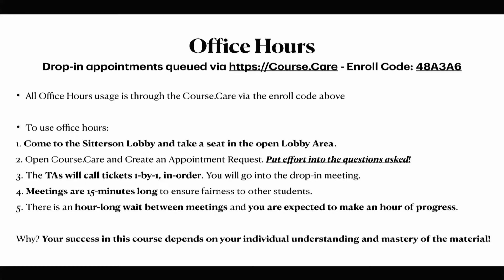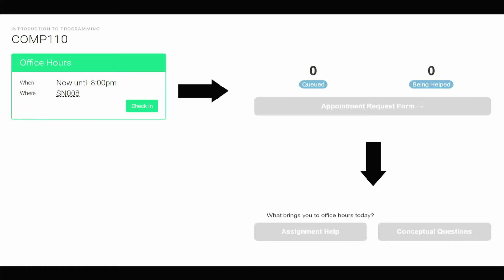The way it works is you come to Sitterson Hall. You take a seat in the open lobby area. You make a ticket on CourseCare, an appointment request, and you'll get called in one by one. These meetings are 15 minutes long, which gives us a chance to work through one issue. And then we do ask that there's an hour-long wait between subsequent tickets. The reason for this is what we've said all along: the best way to become confident as a programmer and build your skills is to be sure you're working and improving your individual understanding.